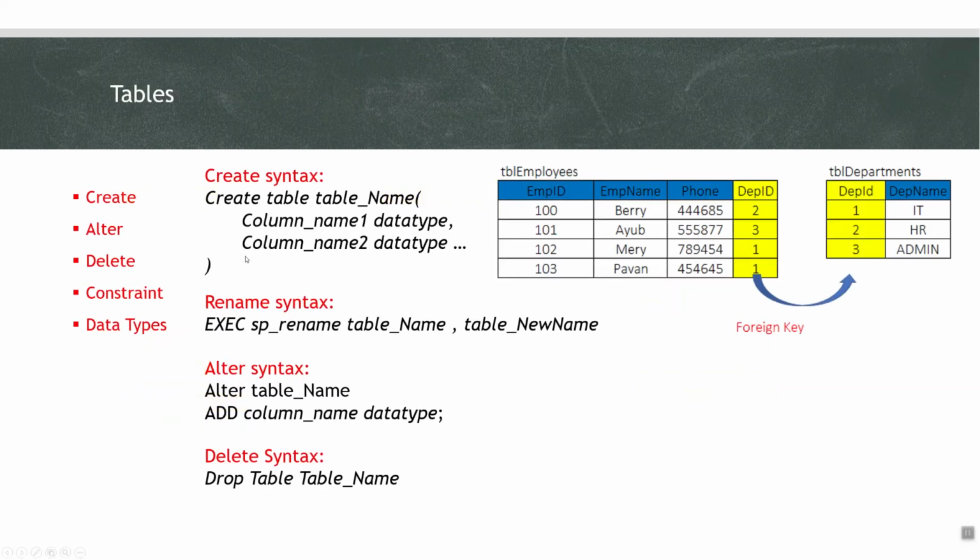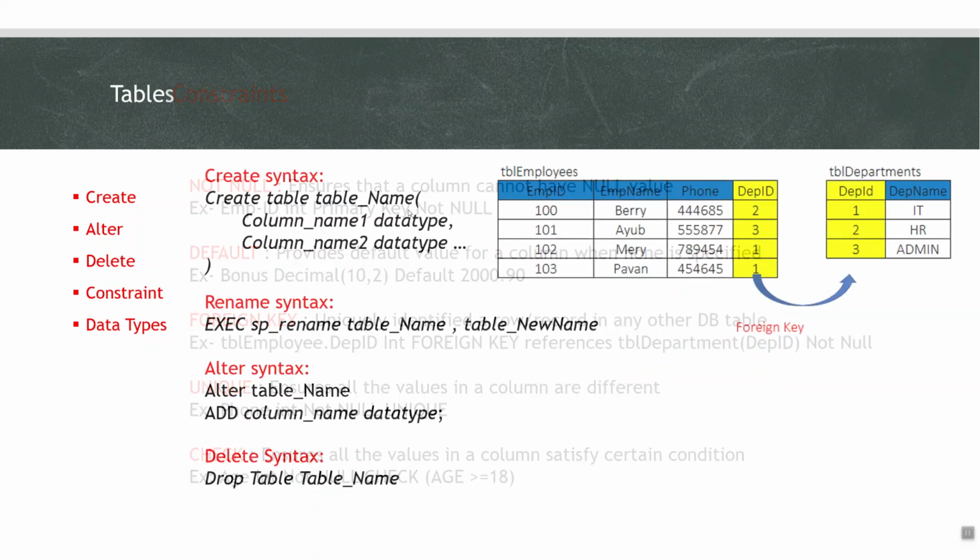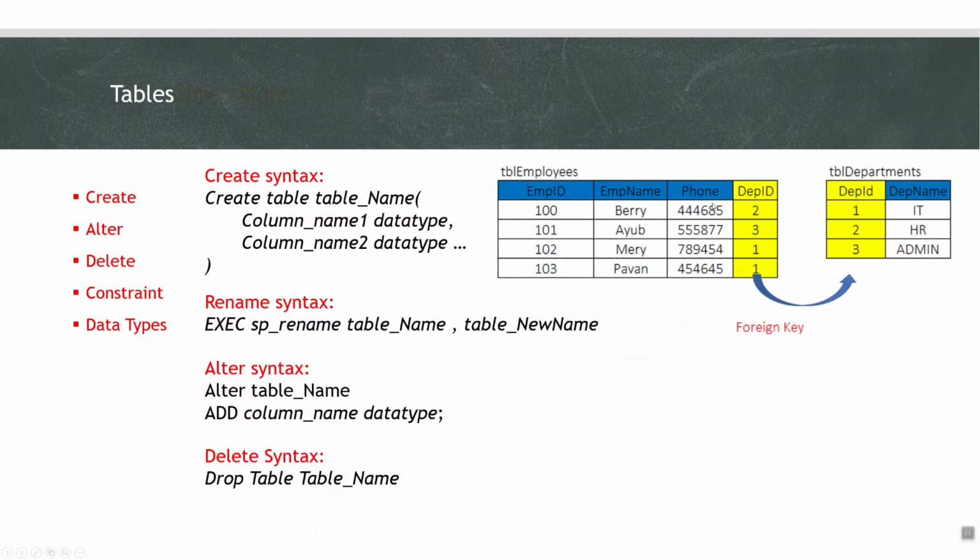So, what is a table? In a database, basically, it's a database object which contains columns and rows. These are the columns: employee ID, employee name, phone number, department ID. And these rows are uniquely stored in the tables. A table may contain constraints as well as data types. We are going to see it in this video.